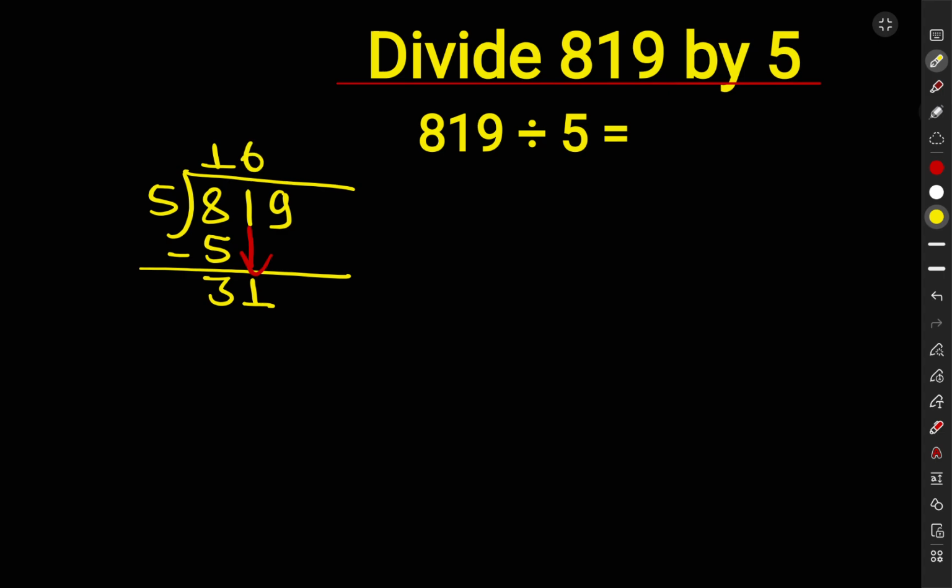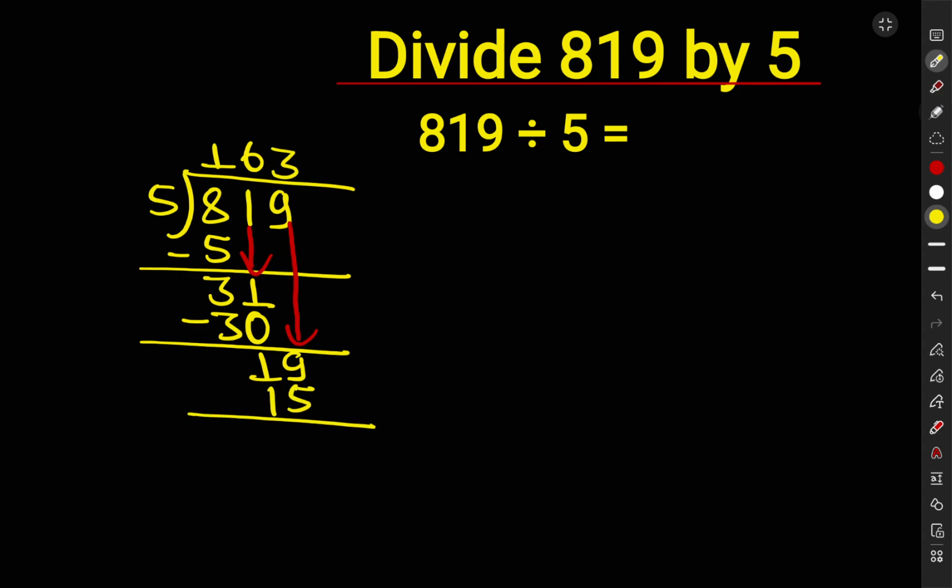5 times 6 is 30. On subtracting, we get 1. So again we put down this 9 and it is 19. 5 times 3 is 15. On subtracting, we get 4.